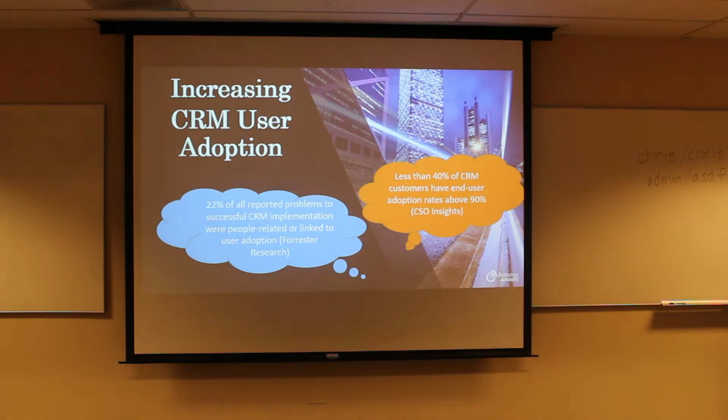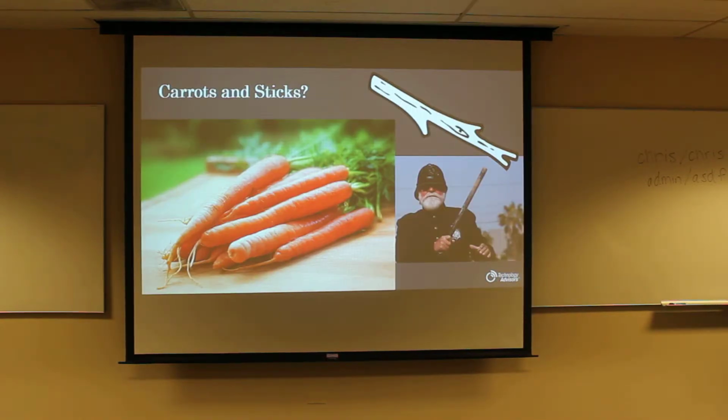So whether with your CRM or some other system, everyone struggles with user adoption at some point and to some degree. Statistics show that less than 40% of CRM customers achieve 90% user adoption, and 22% of CRM problems are related to user adoption. So everyone's familiar with the idea of carrots and sticks, but how do we apply that to CRM? In this presentation, we're going to explore some concrete steps you can take to increase user adoption.